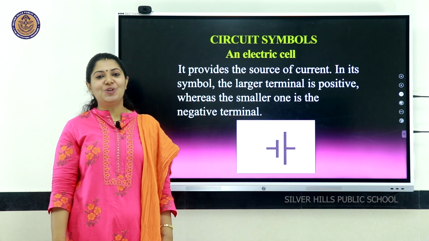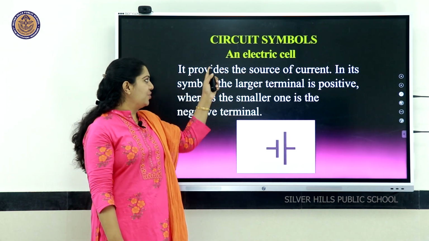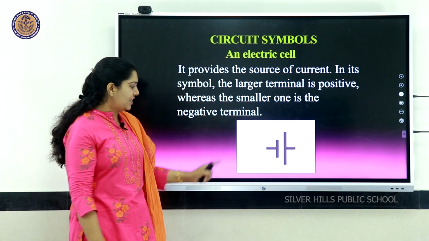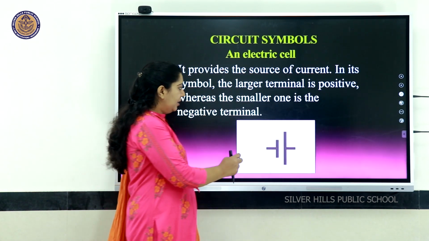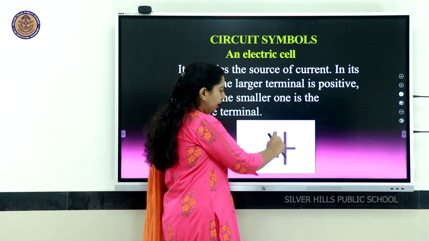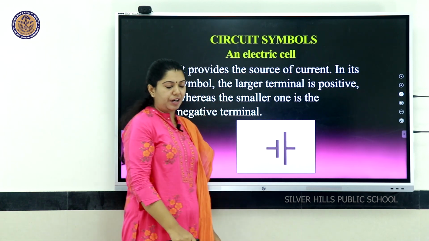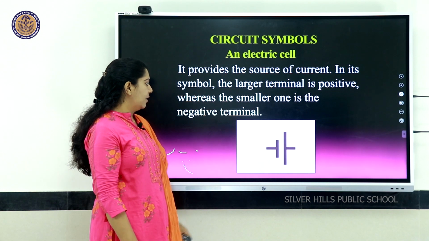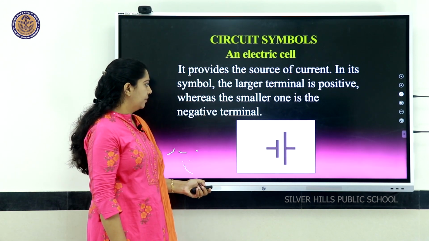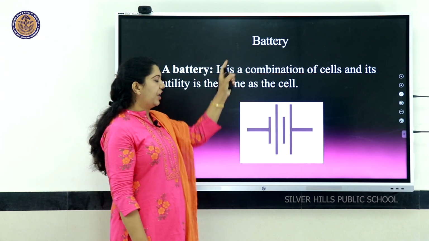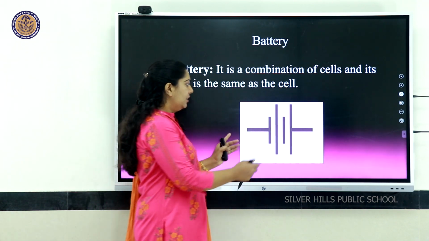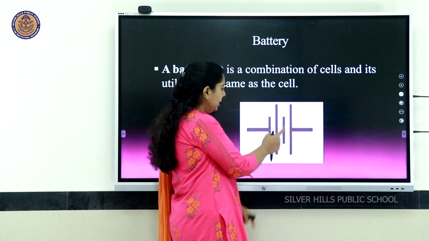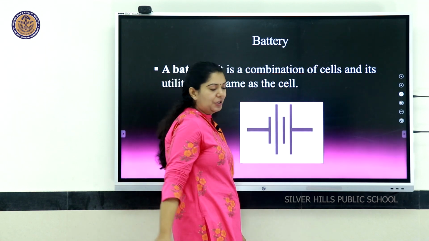Next topic, circuit symbols. First one, an electric cell. This is the representation of a cell. You can see that there are two terminals, one is smaller and the other one is longer. The longer one represents positive. Second one, battery. Battery is a combination of cells. This is the representation of a battery. Here two cells are used.